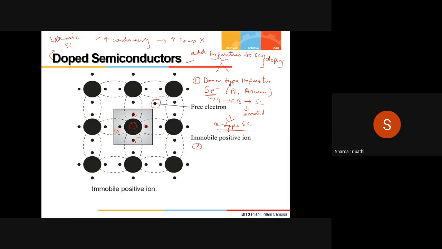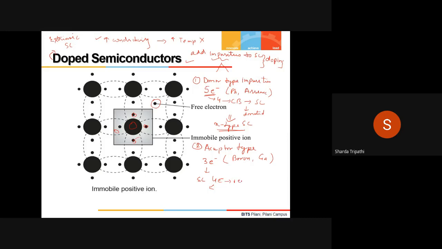Now, another type of impurity that is used is the acceptor type impurities. What happens in acceptor type impurities? These are generally those materials that have 3 electrons in their valence shell. The typical examples that are used are boron and gallium. So now with 3 electrons, what happens is that the semiconductor has 4 electrons in its valence shell. So these 3 electrons will bond with 3 electrons of the semiconductor material.